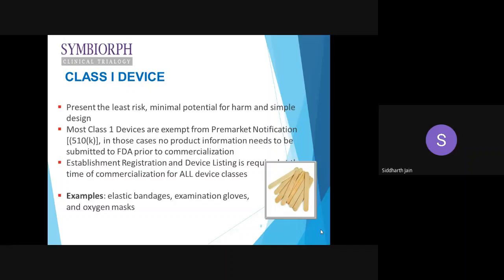Establishment registration and device listing is required for the commercialization of all the device classes. It means that even if your product is 510K exempted, in that case also the establishment registration and device listing is mandatory for you. I will be talking in depth in my later slides about what we mean by establishment registration and device listing.